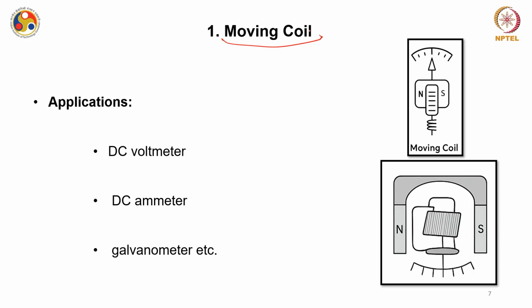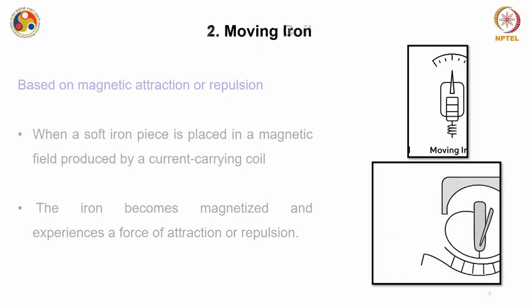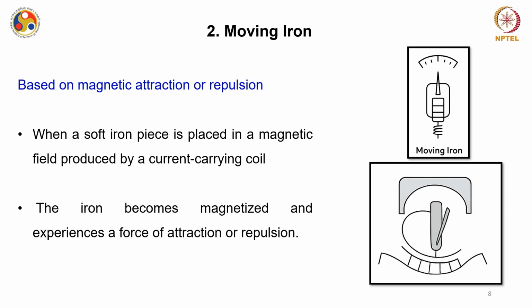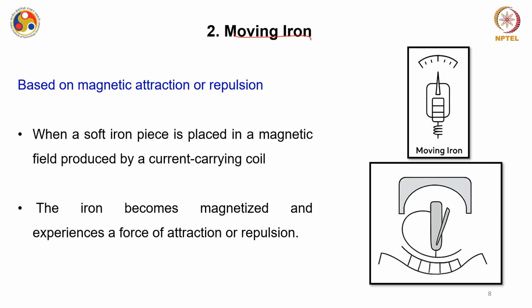We will discuss it in more detail in coming modules. Right now we are trying to understand this from the principle point of view. The second kind of instrument is the moving iron instrument. Moving iron instruments are very simple analog tools, and they are based on either magnetic attraction or magnetic repulsion. When a soft iron piece is placed in a magnetic field produced by a current carrying coil, the iron becomes magnetized and experiences a force of attraction or repulsion.